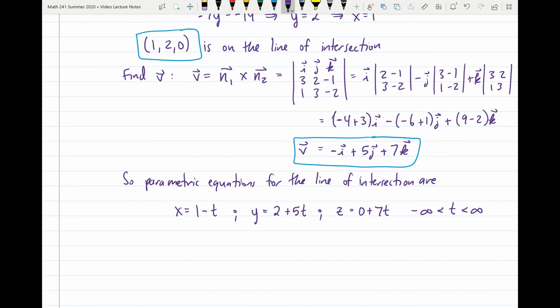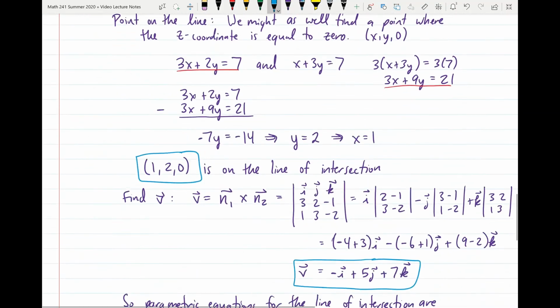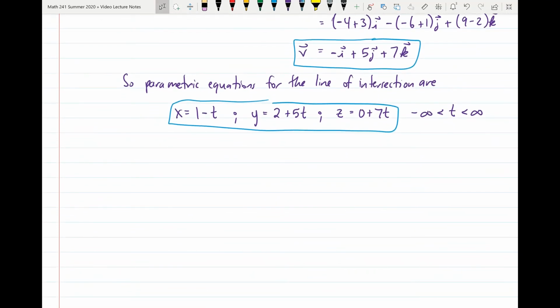So these are parametric equations describing the line of intersection of the two planes that were given in the problem. Yep, so that's nice.